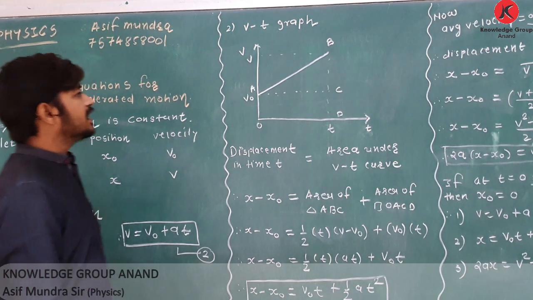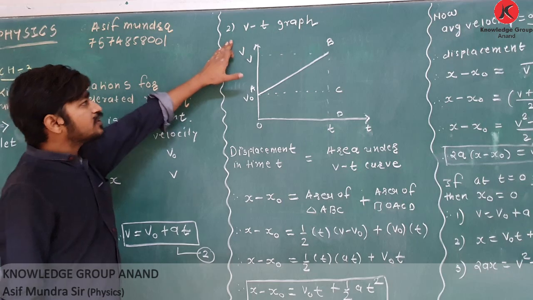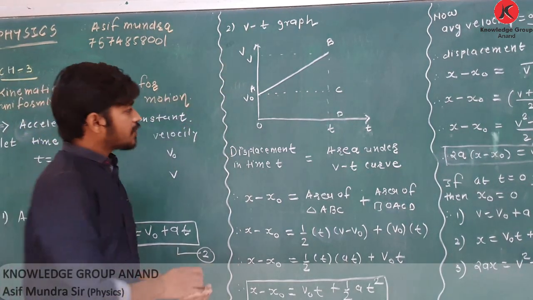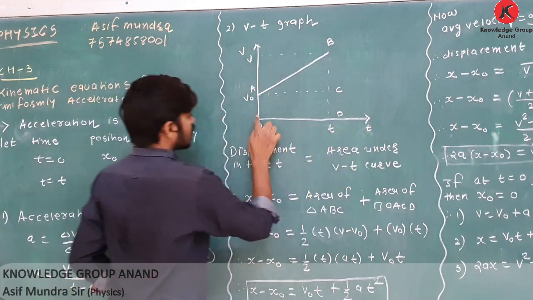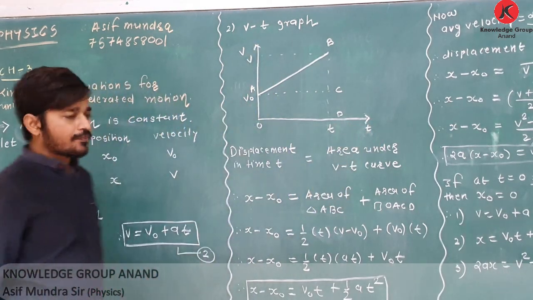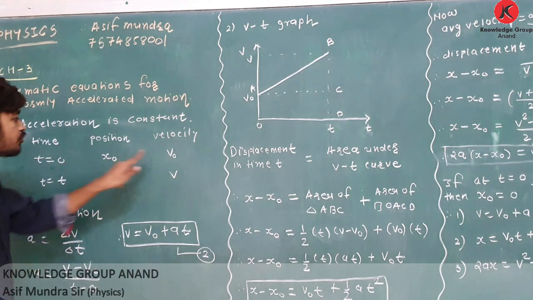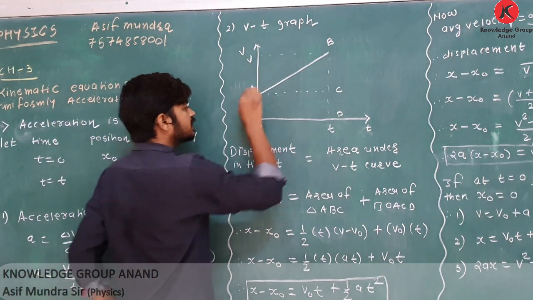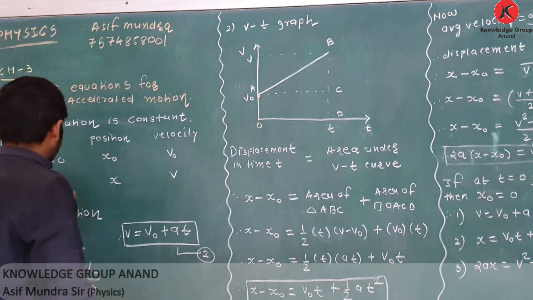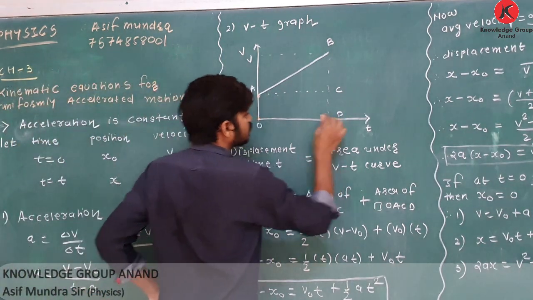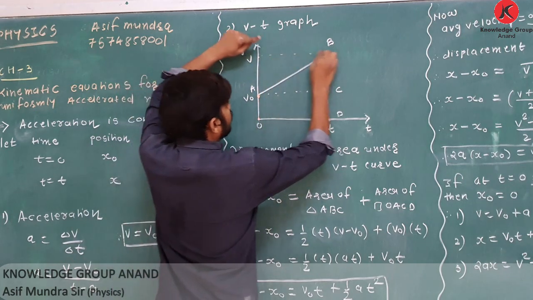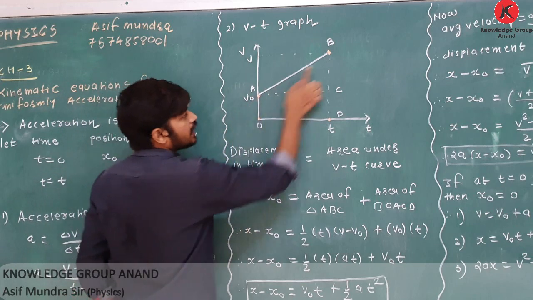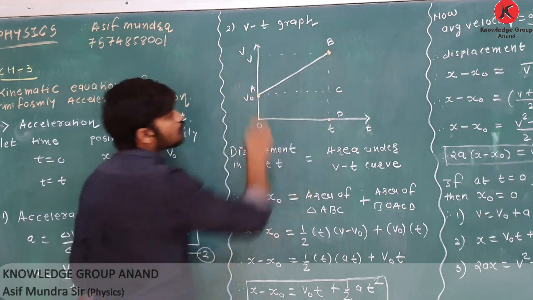Second equation. How to derive the second equation? See, first of all we will draw the v-t graph for this motion. This is the time axis, this is the velocity axis. We know that at time t equal to 0, velocity is v0. And at time t equal to t, velocity is v. So this is the initial point and this is the final point.